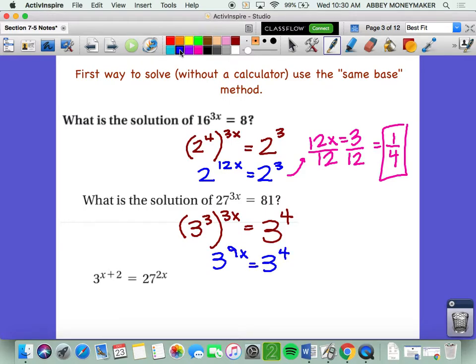I have the same base, and they are equal to each other, so what do I know from here? 9x equals 4. So x equals 4/9. Y'all with me? We literally did this the other day. Yeah, okay. All right, see if y'all can try the bottom one on your own. This one's pretty easy.